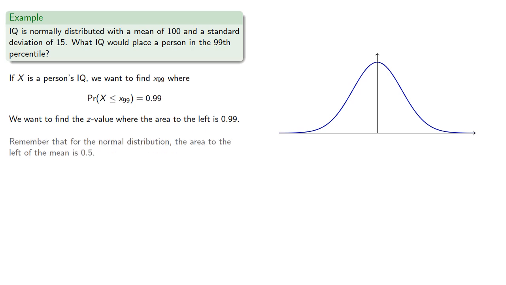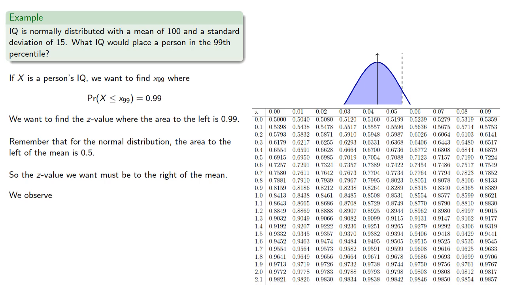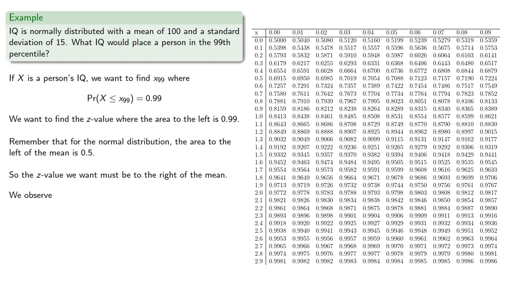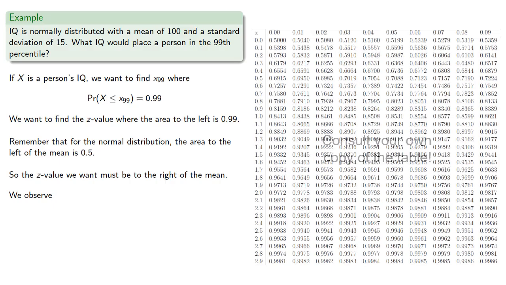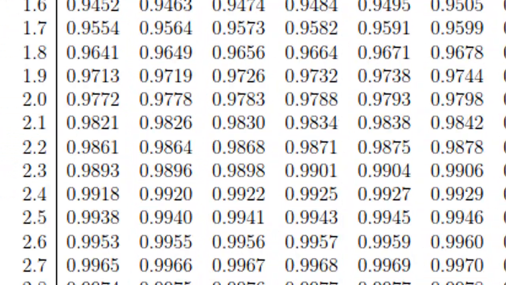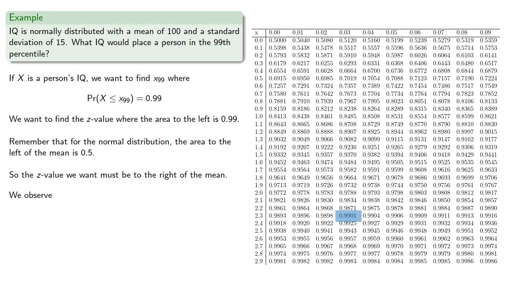Remember that for the normal distribution, the area to the left of the mean is 0.5, so the Z value we want must be even further over. So we look on the table and find our probability closest to 0.99, and so that will be 2.33.